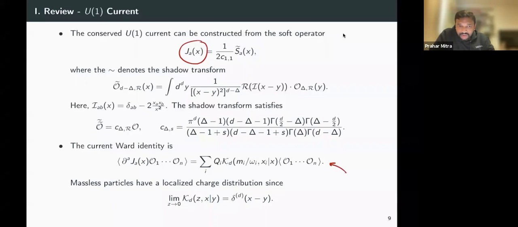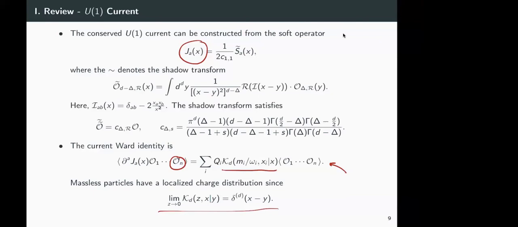It doesn't quite look like the Ward identity for a conserved current, but that's because, remember, these operators O_i are not local. So they have non-local charge distribution. And indeed, the non-local charge distribution is governed by the bulk to boundary propagator. Also, as we discussed, we expect this to localize in the massless limit. And it indeed does, because of this very nice formula. When I take the massless limit, it becomes a delta function, and you reproduce exactly the standard current Ward identity for local operators. So indeed, the massless operators are local. This is a reinforcement of that fact. And the massive operators are not local, but have this complicated charge distribution.